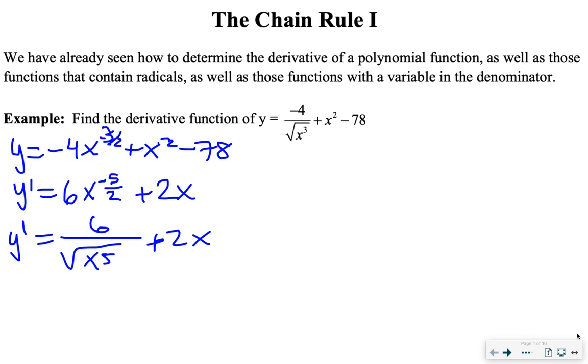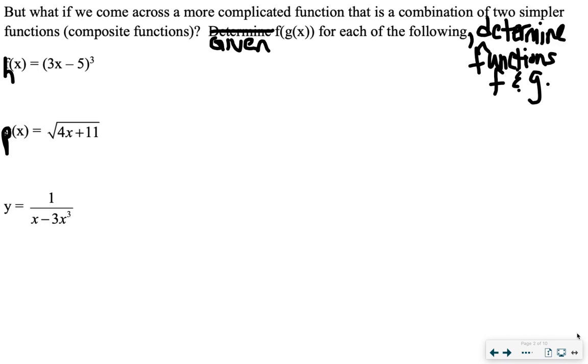Right, but as we were looking at yesterday, looking at those composite functions, it's a bit more complicated of a function to find the derivative of. So first, let's take a look at if I'm given f of g of x, and I want to determine the functions f and g. So if I have h of x being 3x minus 5 all cubed, and I want to find my f and g, well, in this case, f is my outside function, so my f of x would be x cubed. G is that inside function, so my g of x is 3x minus 5.